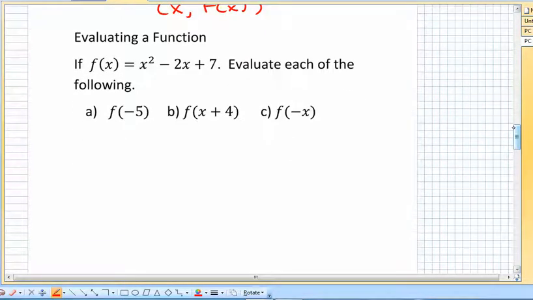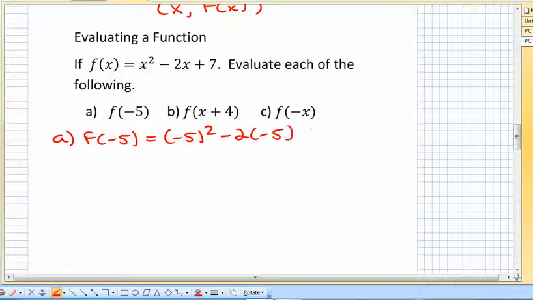So when it says to evaluate the function, and it says f of x equals x squared minus 2x plus 7, and you have f of negative 5, for part A you just put in the negative 5 everywhere you see an x. So it's negative 5 squared minus 2 times negative 5 plus 7. Negative 5 squared is 25. Negative 2 times negative 5 is 10.